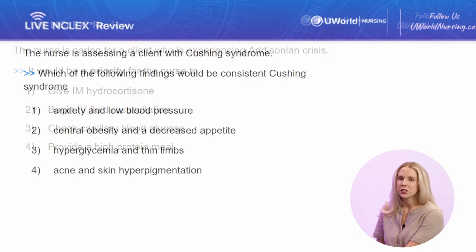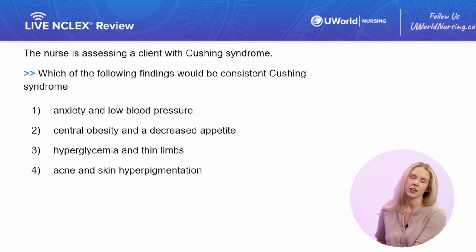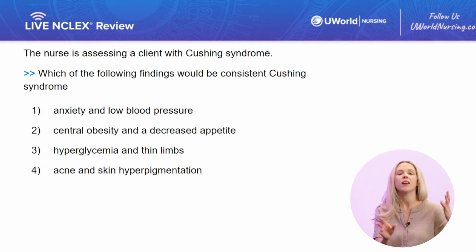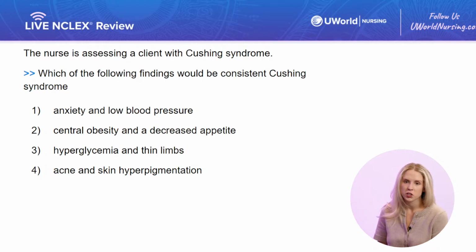So question number 2, here the nurse is assessing a client with Cushing syndrome. So we're switching gears. Again, Addison is too low, not enough cortisol. Cushing is way too much cortisol. So which of the following findings would be consistent with Cushing syndrome?